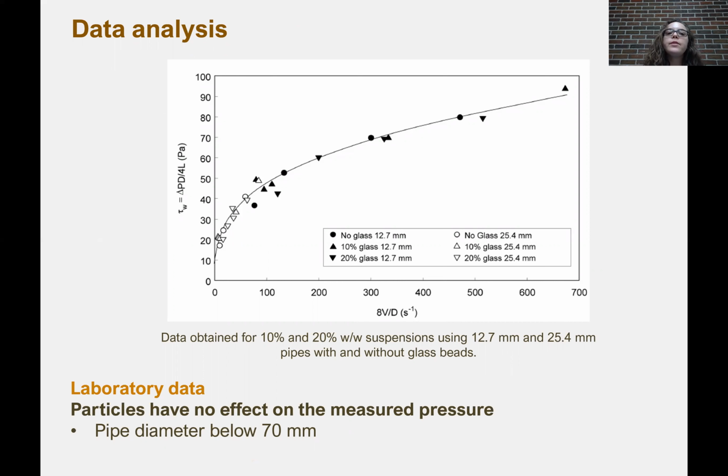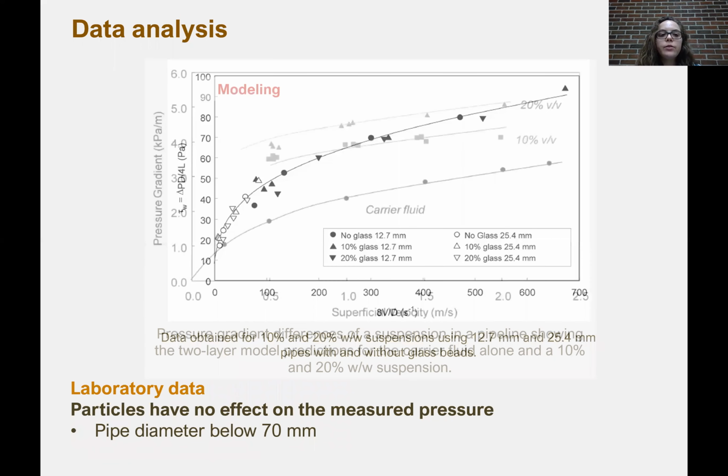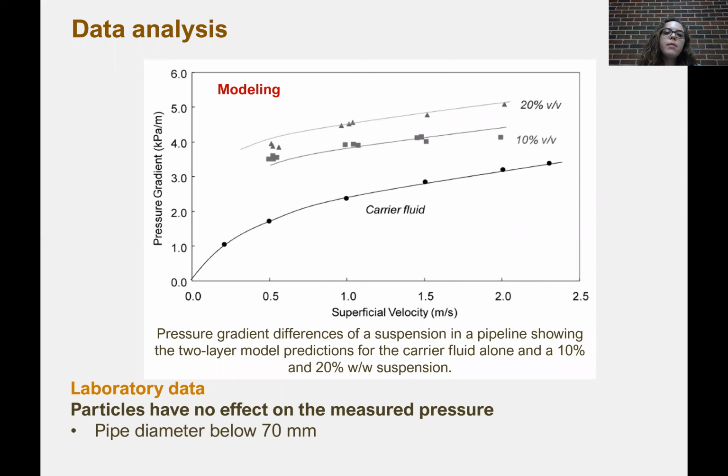Absolutely no significant distinction between the rheology of the carrier fluid without glass beads and with glass beads. They just proved their point, right? And this makes sense because both tube rheometers have a diameter below 70 millimeters. However, if we go back to real data and use the 2-layer models to predict the carrier fluid rheology in a pipeline, we see again this difference compared with the measured data. That means that the problem is not solved.